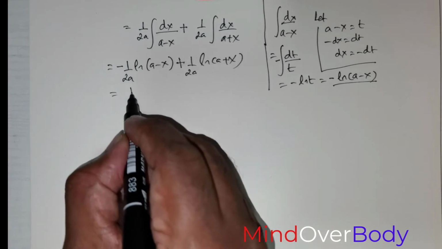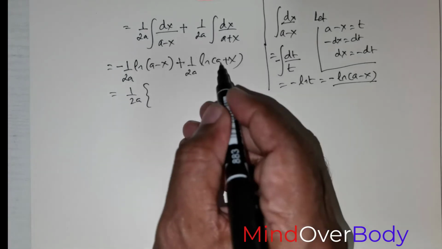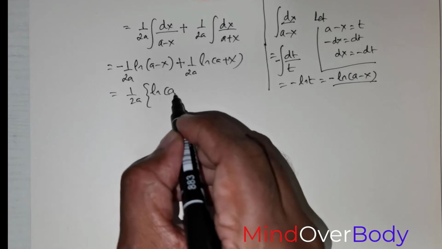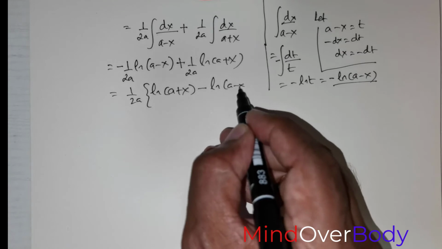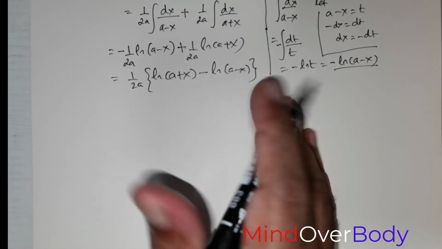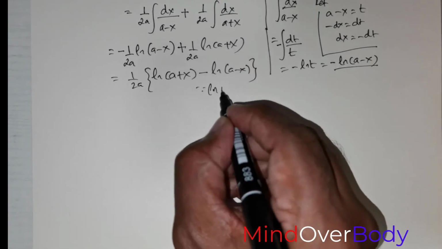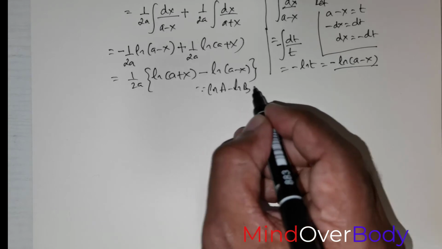Now I can rewrite this as 1 over 2a with the positive quantity first, ln of (a plus x) followed by ln of (a minus x). Now this is actually ln of a minus ln of b. What is that?